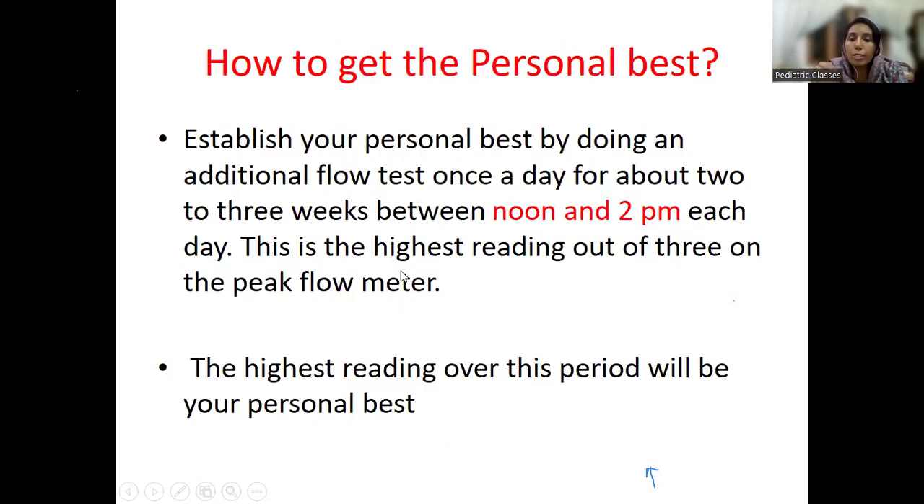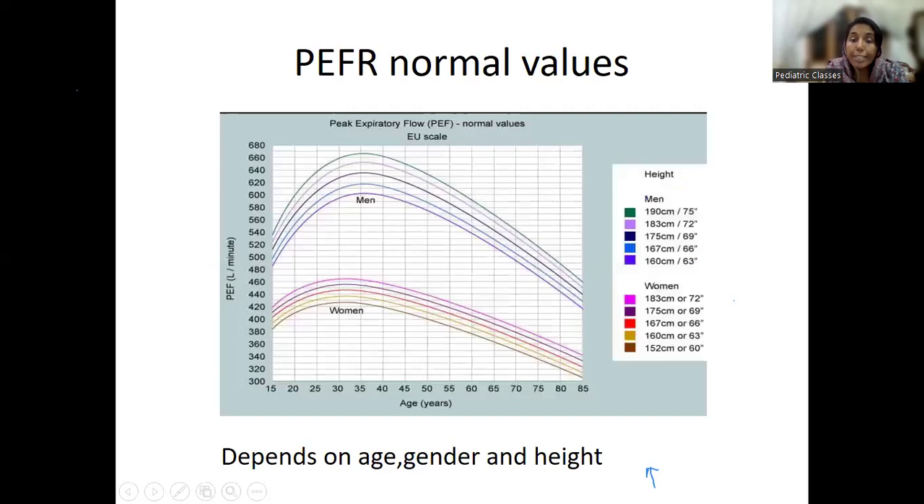There is also a graph like this of PEFR normal values. This depends on the patient's age, height, gender, etc. For example, if the patient is a woman around 167 centimeters and around 40 years of age, this is the graph of approximately normal values for that woman. And this is for men of that particular age. You can just get the chart.